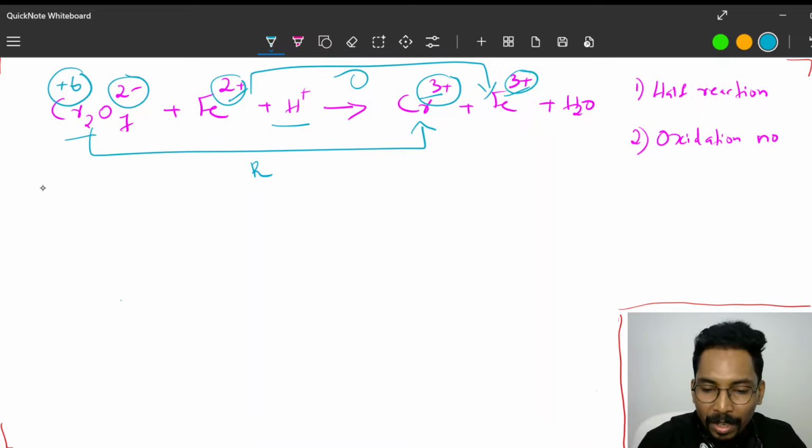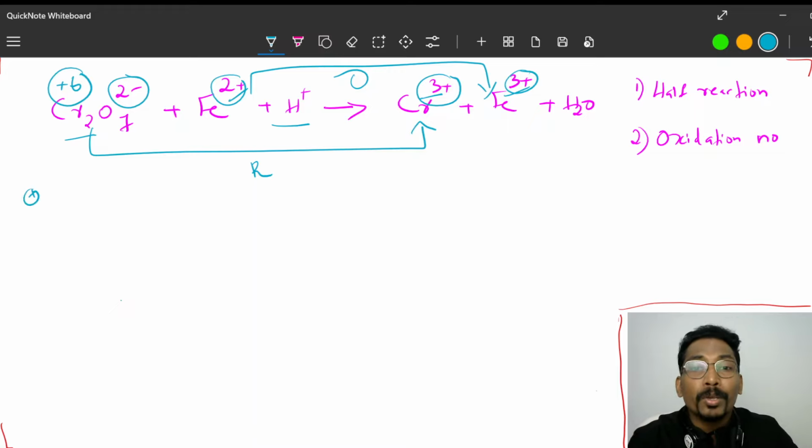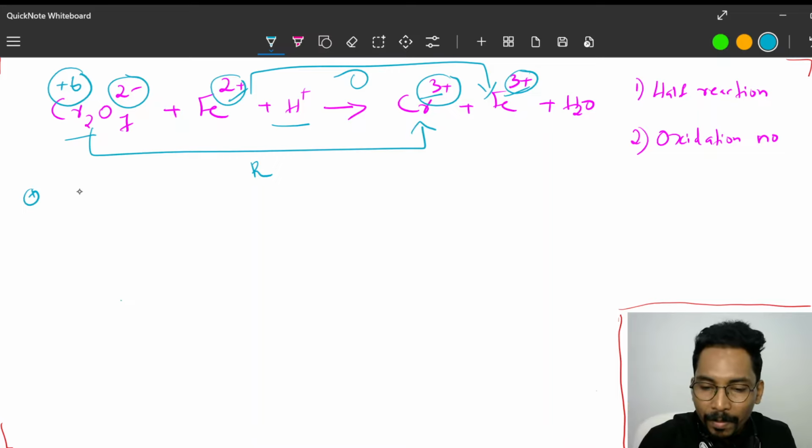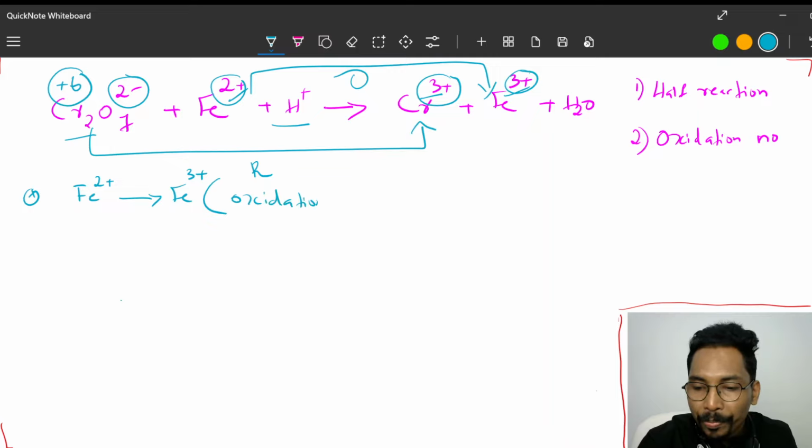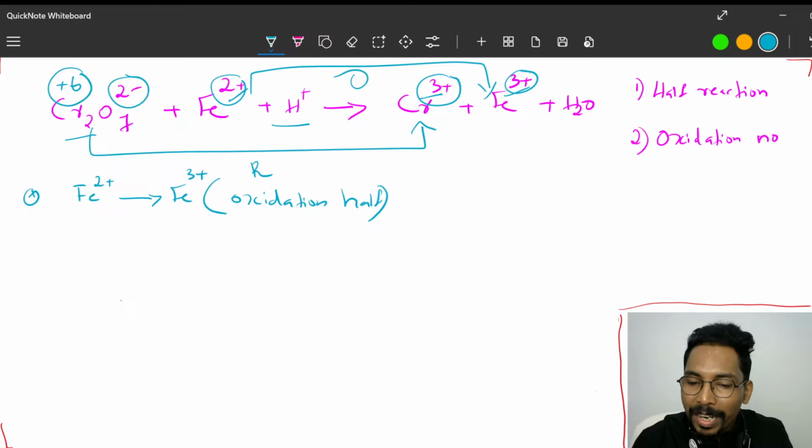Perfect. Now you have to write the oxidation and reduction reactions separately, like two half equations. I'm writing oxidation first. Always try to write the oxidation equation first; that will be better. Fe2+ gives Fe3+, and mention in brackets that this is the oxidation half. Oxidation half. Clear? And what is reduction?